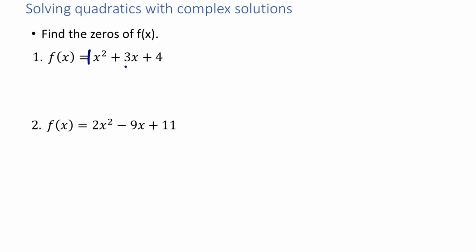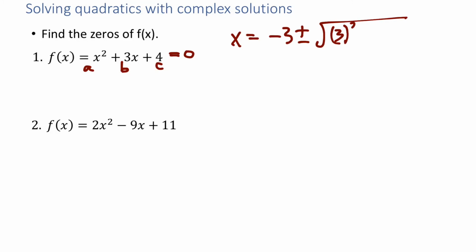All right, so let's identify a, b, and c. So a is 1, b is 3, c is 4. And we're going to solve the equation x squared plus 3x plus 4 equals 0, and that'll give you your zeros. So that means x is equal to negative b plus or minus the square root of b squared minus 4 times a times c, all divided by 2 times a.